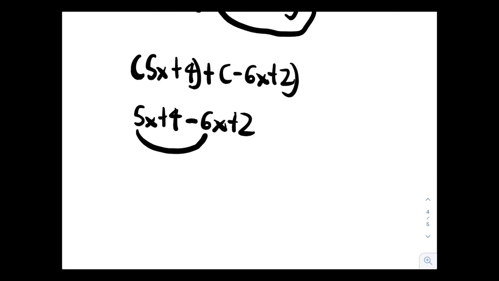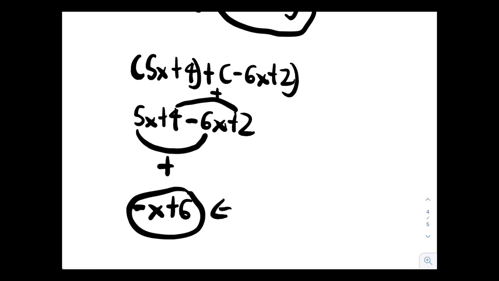So we'd add these two together, and we get -1. So instead of writing -1x, we can just write -x. And then we add these two together, and we get 6. So we get -x plus 6 as the final answer.